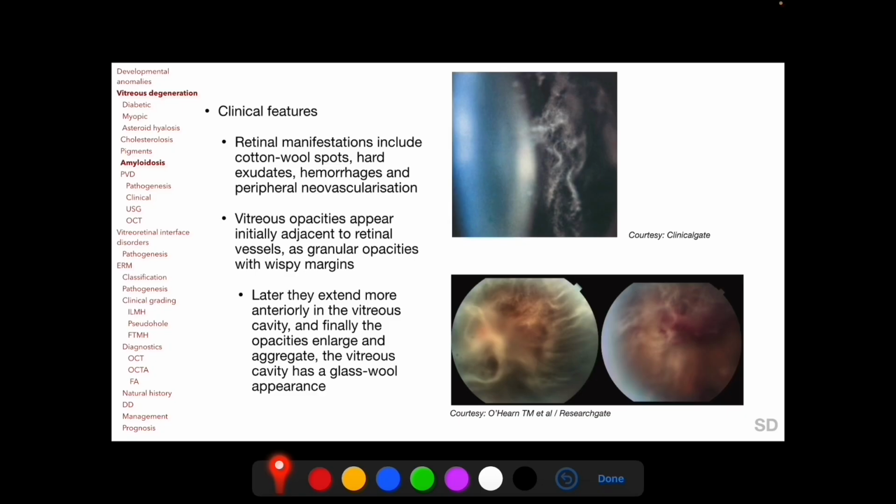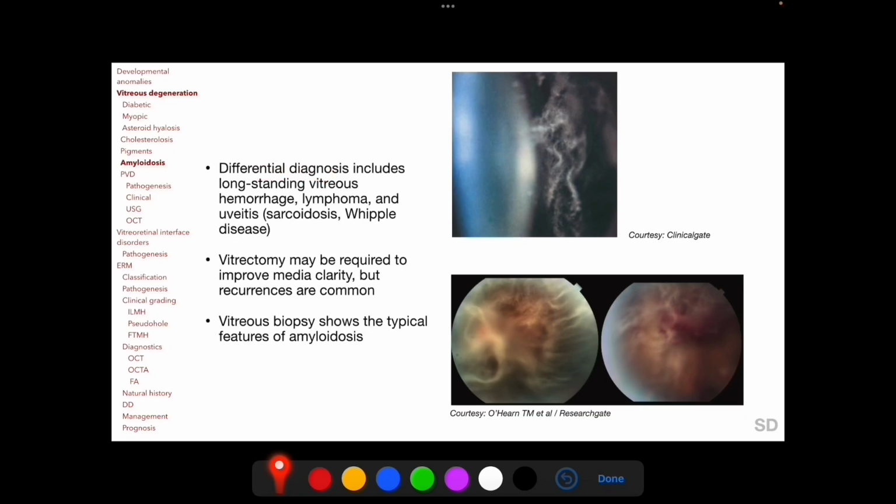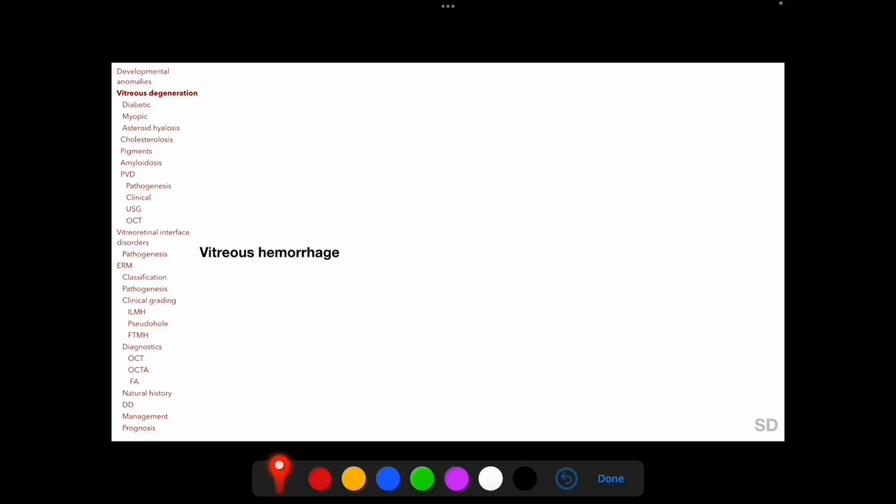glass-wool appearance. Differential diagnosis can include long-standing vitreous hemorrhage, lymphoma, and uveitis, and vitrectomy may be required to improve media clarity, but recurrences of these opacities are common. Vitreous biopsy shows the typical features of amyloidosis. We will be discussing vitreous hemorrhage in a later session on intraocular hemorrhages.